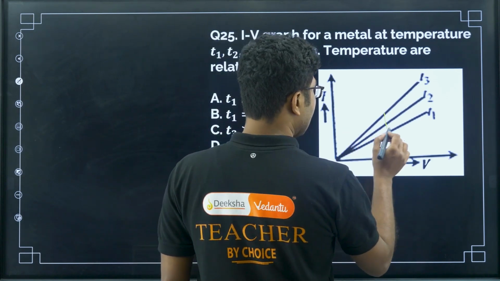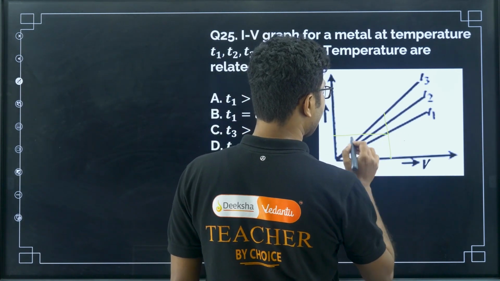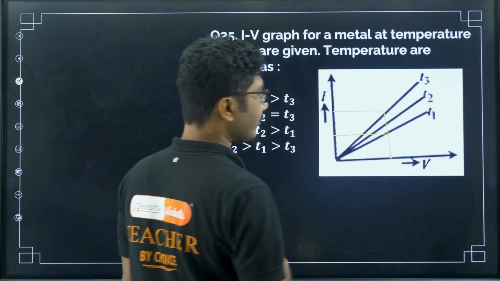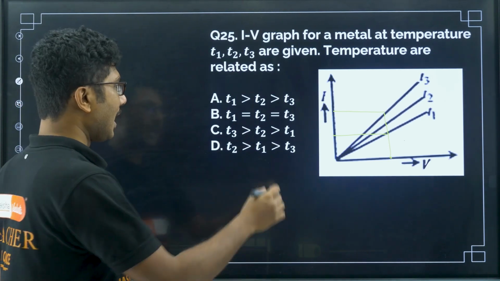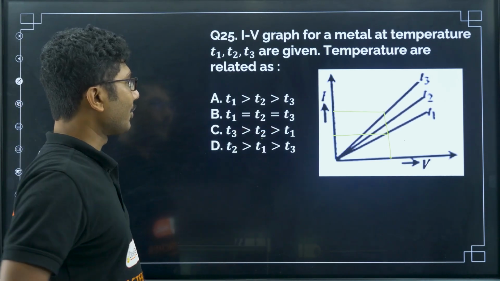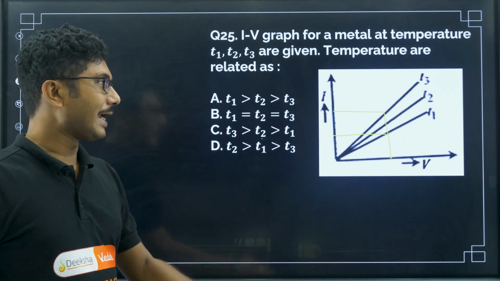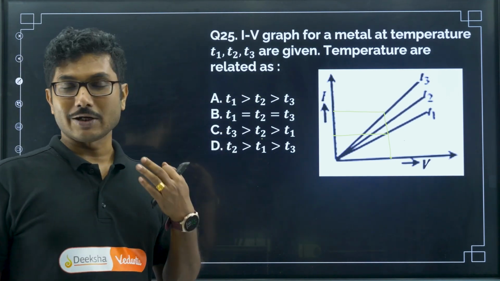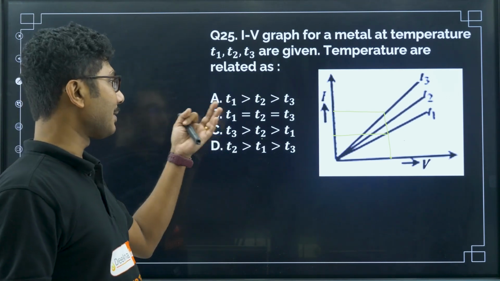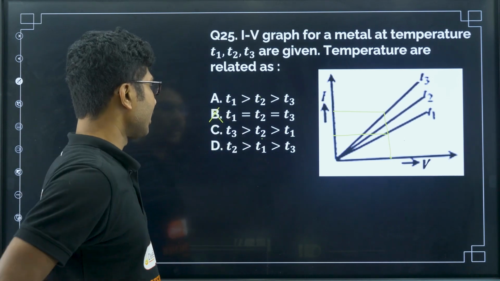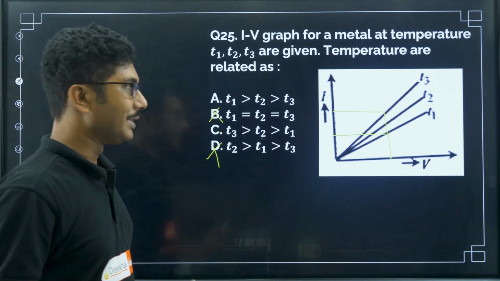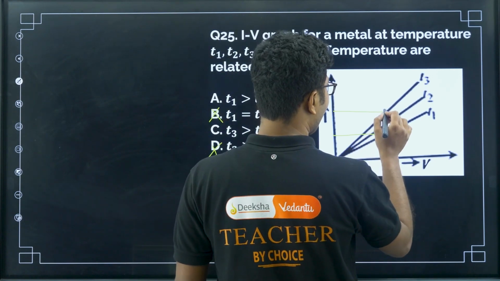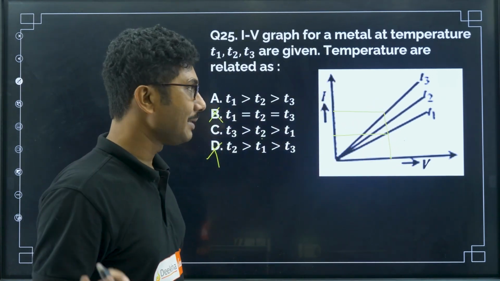So if you see, this has the lowest current and this has the highest current. T2 is in between. In between points are easy. In between will be either this or this. Because T2 will always be in between, and temperature changes means current is always changing. That means this is not correct. This is also not correct because T2 is in between, so that will be an in-between value, right? Only which is highest and which is lowest, that is the important thing.